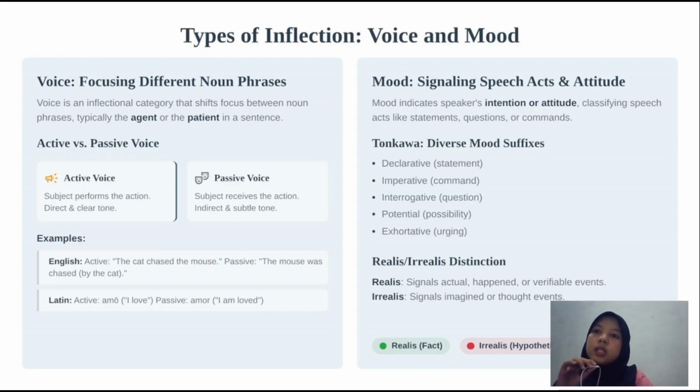Second, mood, the speaker's attitude and intention. Mood expresses the speaker's purpose, attitude, or type of speech act. For example, from Sonkawa, which uses different mood suffixes. The first one is declarative. A declarative sentence is used to give information or state a fact. For example, she is studying.